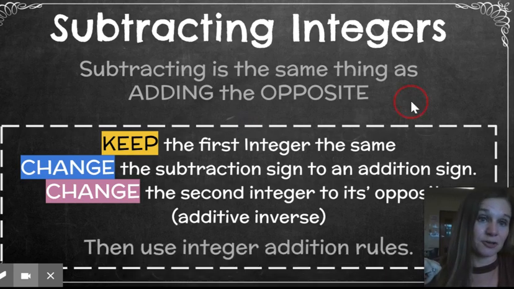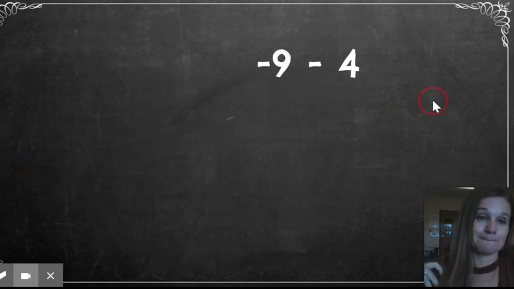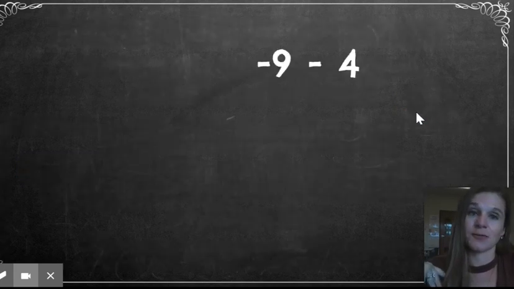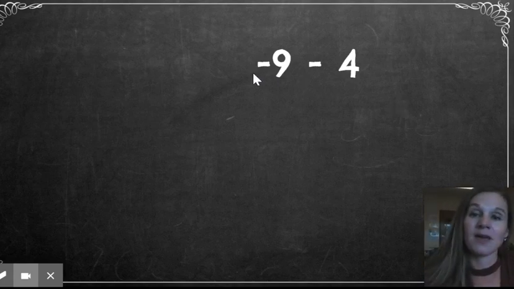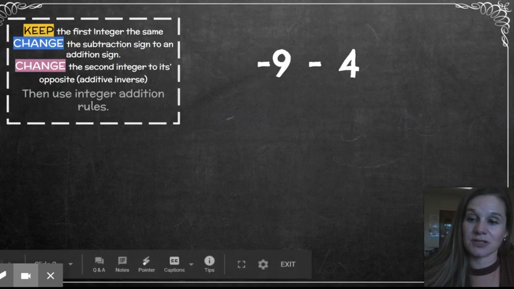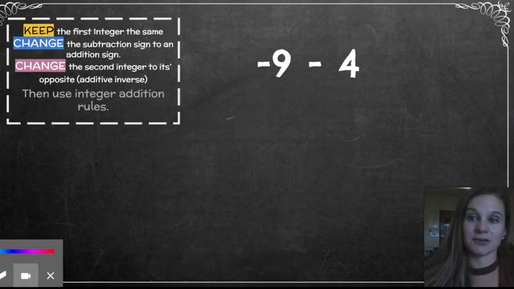So let's take a look at an example. We've got -9 minus 4. So this is a negative subtracting a positive number. I'm going to bring in the rules just for good measure so that we can walk through this a little bit slow to get you guys to understand.